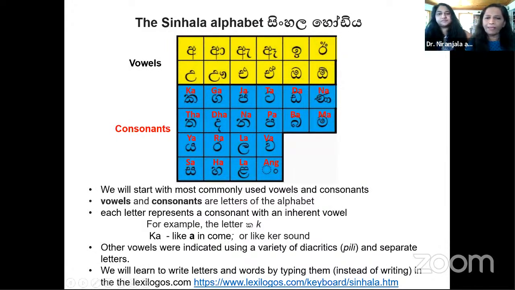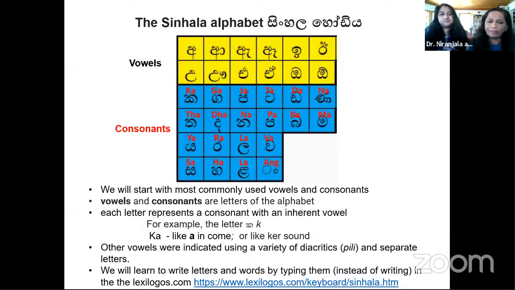So each letter, as we saw with k, ka, has an inherent vowel. So the letter k is like ka, as in come, or as in k, right? So there's two ways each letter can say k. It's basically a small a sound.